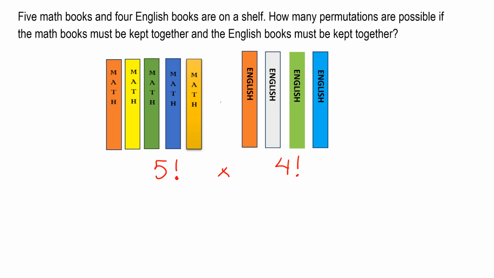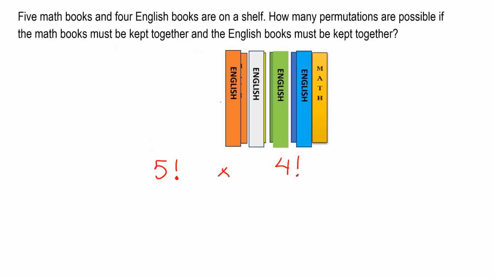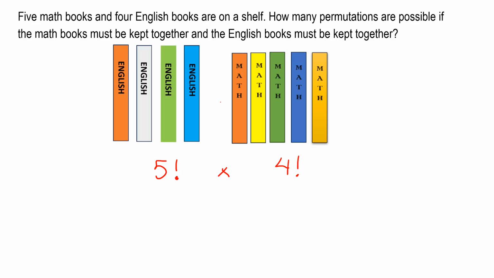Okay, there's one other possibility though. We could move the math books over here and the English books over here, and that's another 5 factorial times 4 factorial ways that you could arrange the books. So there are 2 possibilities of this scenario here. So you would multiply that by 2. So 5,760 ways to arrange these books if the math books have to stay together and the English books have to stay together.